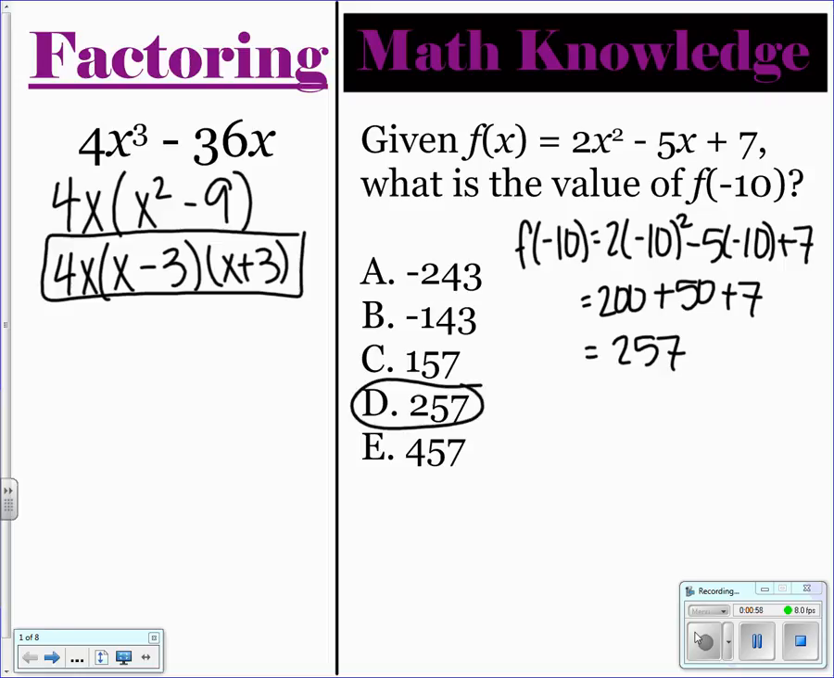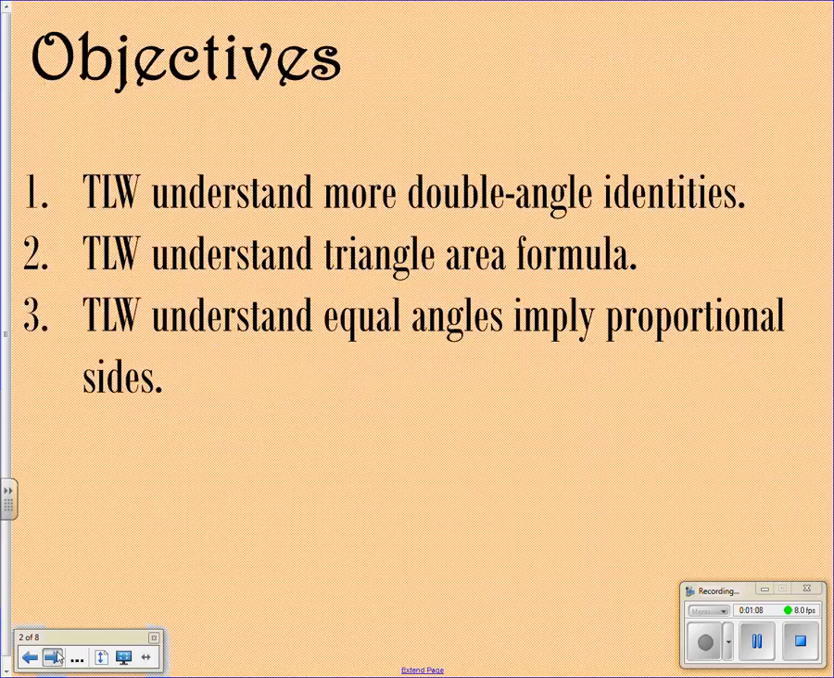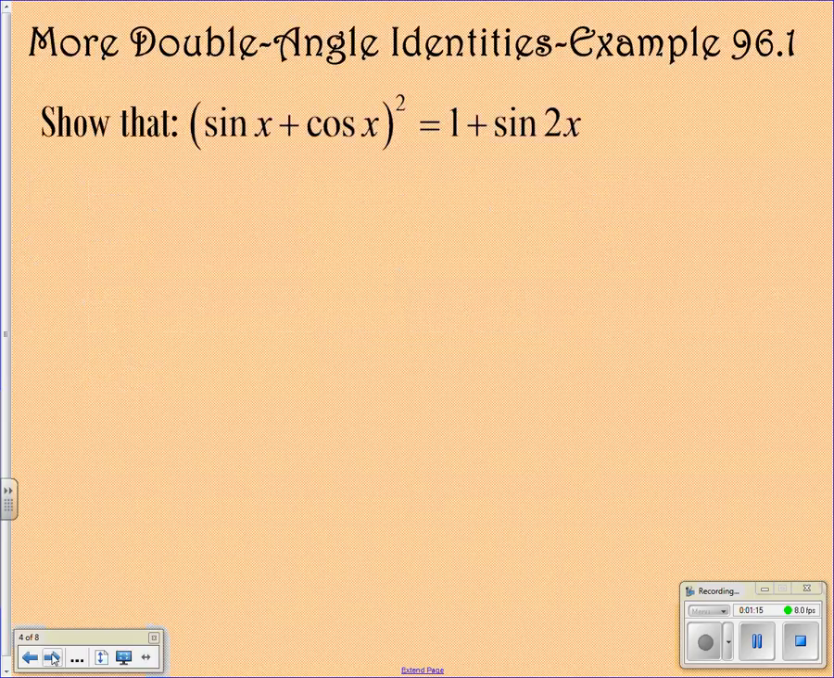All right, moving on to the lesson. We are looking at lesson 96. We're looking at more double angle identities, and then we're going to look at triangle area formula. So hopefully you'll understand more double angle identities and triangle area formula. We want to show that the sine of x plus the cosine of x squared equals 1 plus sine of 2x. So we are going to be using our double angle identities in these show that's.